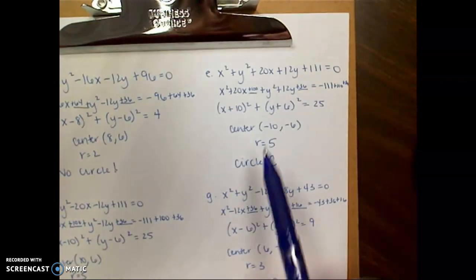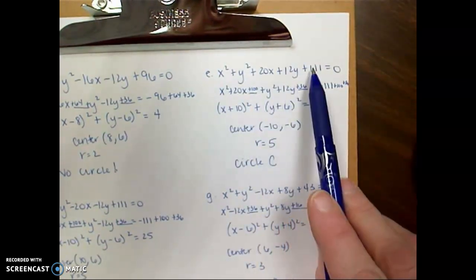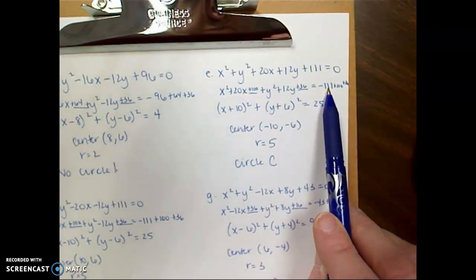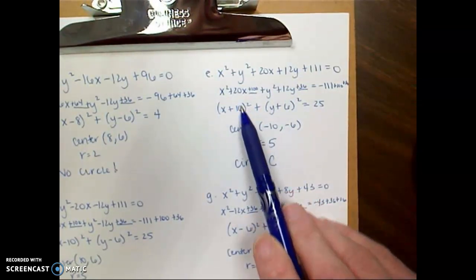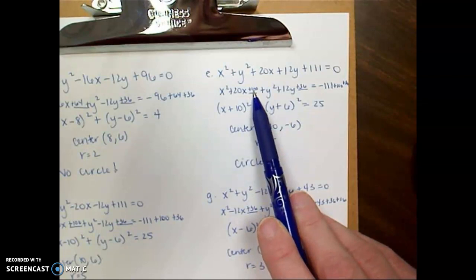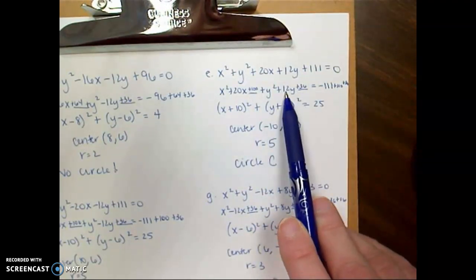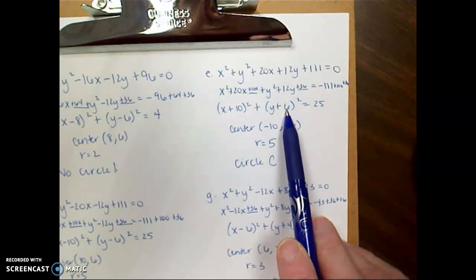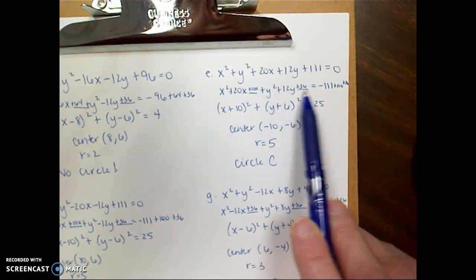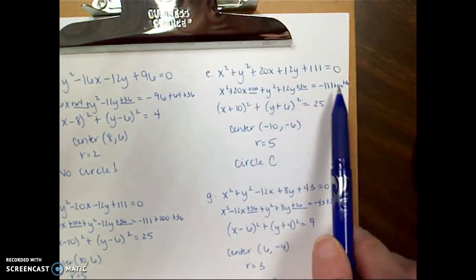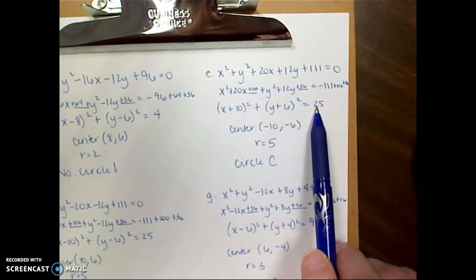E, when you group your x's and your y's and put your constant on the other side and change its sign, half of b is 10. 10 squared is 100. That's what is added to both sides. Your b here is 12. Half of b of 12 is 6. 6 squared is 36. That's added to both sides. So this adds to get 25, which is a perfect square.